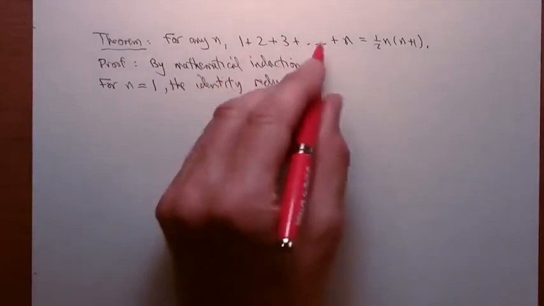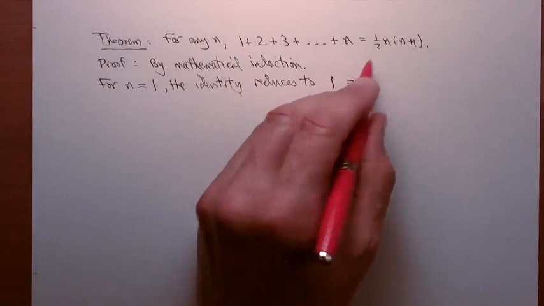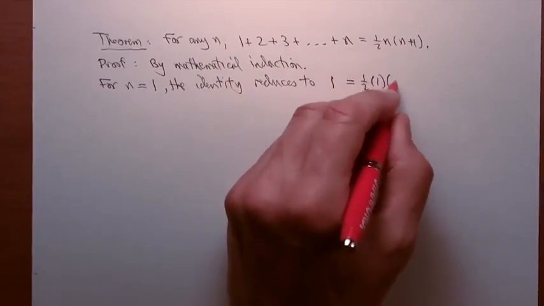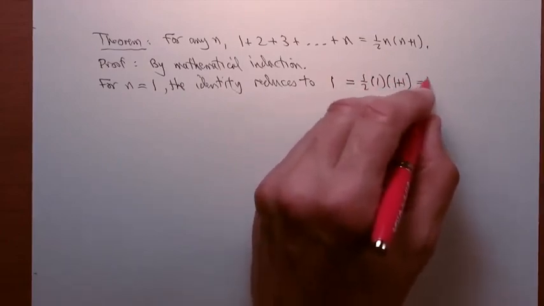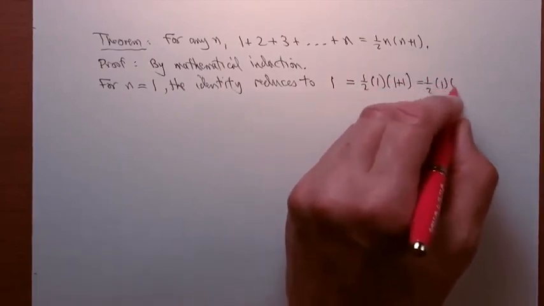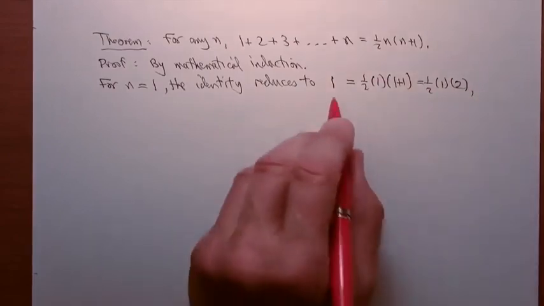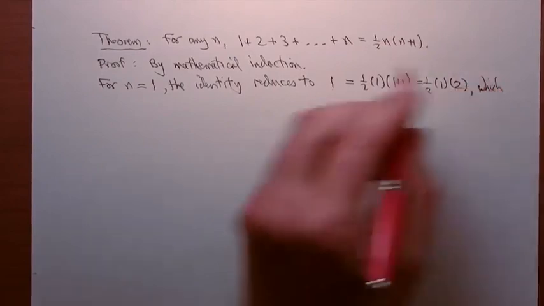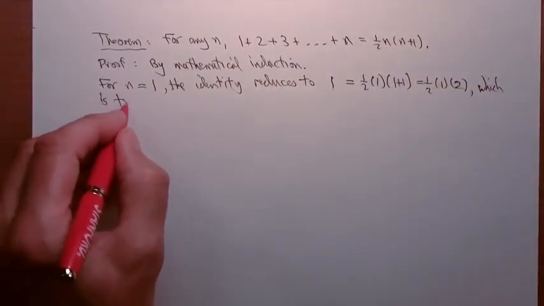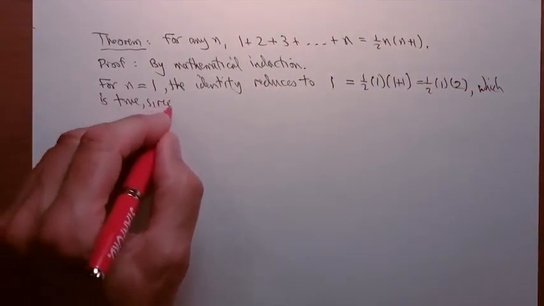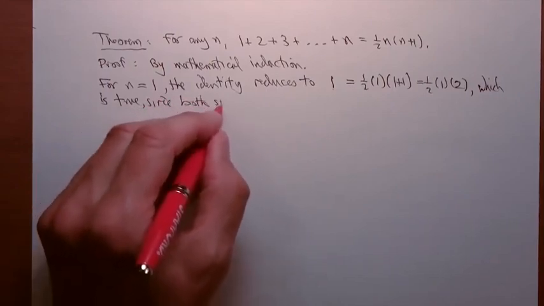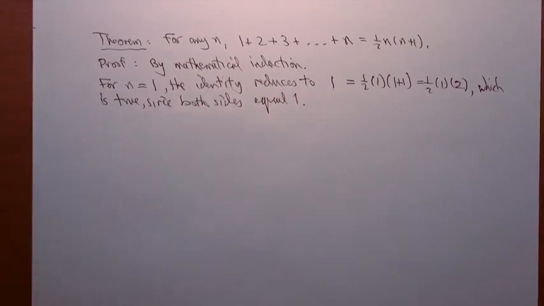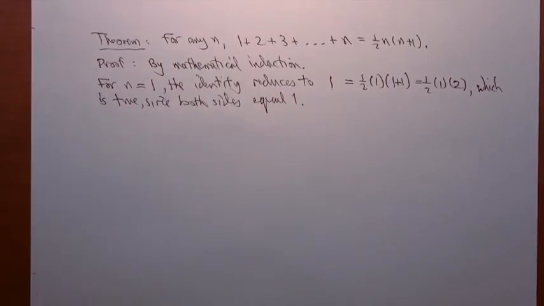well, n equals 1 on the left-hand side, I've just got 1. Put n equals 1 on the right-hand side, I've got a half times 1 times (1 + 1), which is a half times 1 times 2. And indeed, the left-hand side does equal the right-hand side. So that's true, since both sides equal 1. So we've proved the first step.